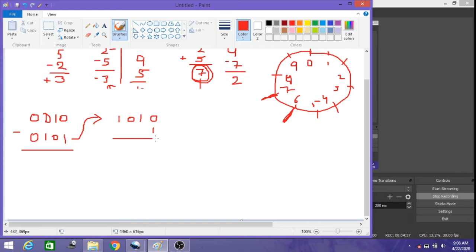Now I have to add 1 to this LSB bit, so I'll get 1, 1, 0, 1. So this is my 2's complement form of 5. Now I have to add this with 2, so 0 0 1 0. So you add this 1 1 0 1 and 0 0 1 0, and then I'll get here 1 1 1 1.